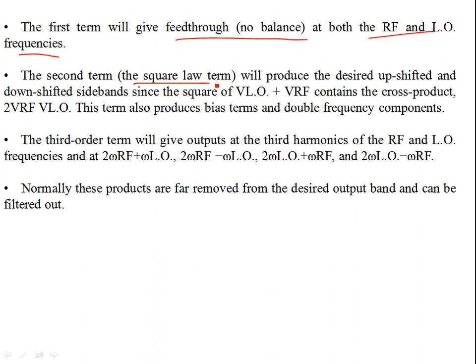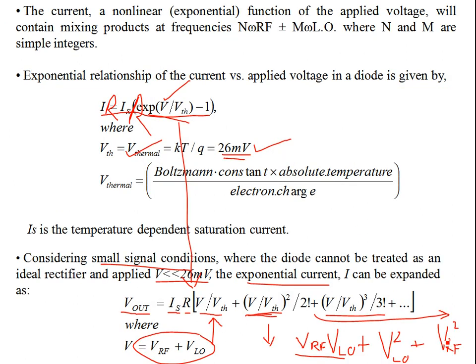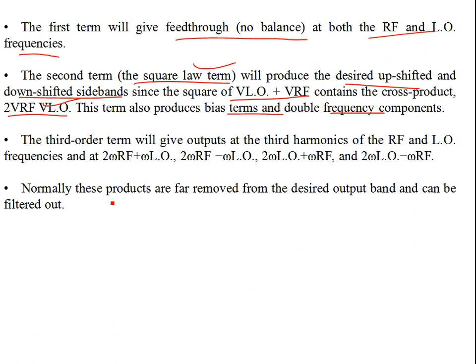The second term, which is dictated by a square law term, will produce the desired upshifted and downshifted sidebands, since the square will contain the cross products. So you will have the sidebands from this term. This term also produces the bias term and double frequency components. So you will have these double frequency components over here, and you will have the sidebands from the first term.